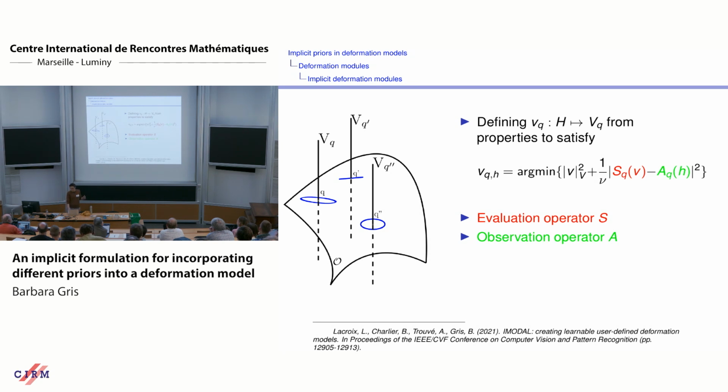So now, in order to define your deformation module, you do not need to directly define the field generator, but you need to define the evaluation operator S, so the values you are interested in, and the observation, the values you want to observe. Once you have done that, you can derive an explicit formulation for your vector field. I will not come into details here.